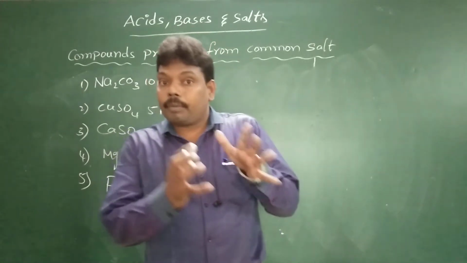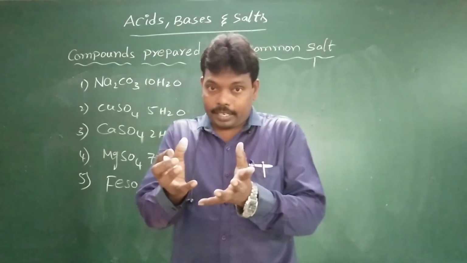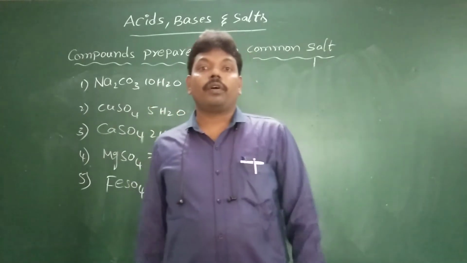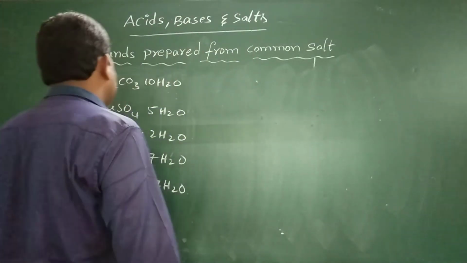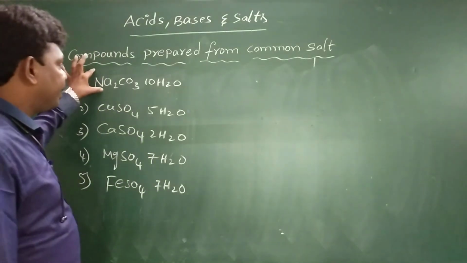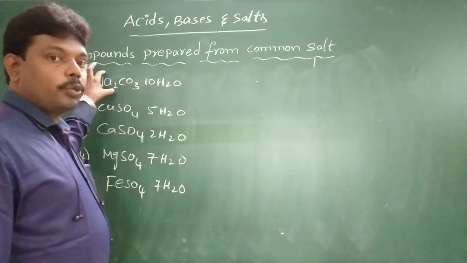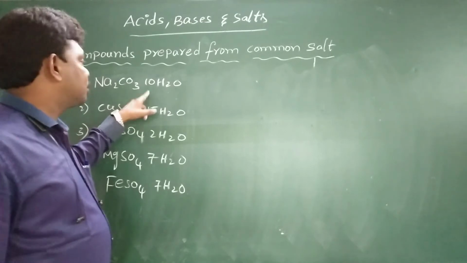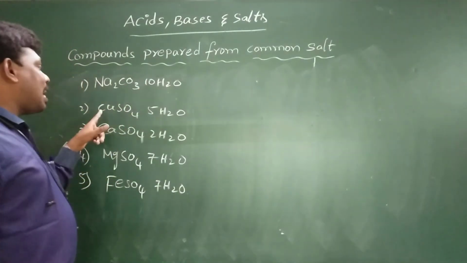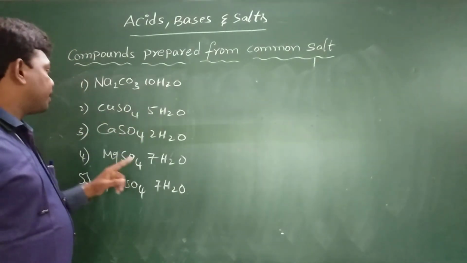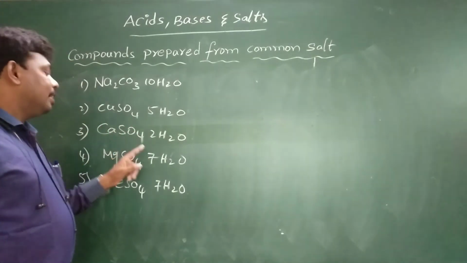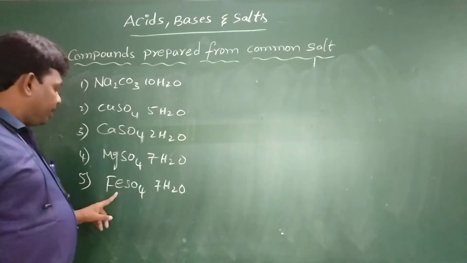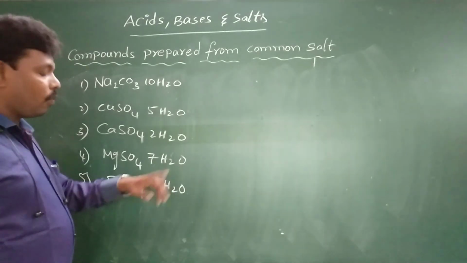The number of water molecules present in the given unit formula of salt is called water of crystallization. One molecule of sodium carbonate contains how many water molecules? 10 water molecules. Copper sulfate, 5 water molecules. Calcium sulfate, 2 water molecules. Magnesium sulfate, 7 water molecules. FeSO4, iron sulfate, 7 water molecules.